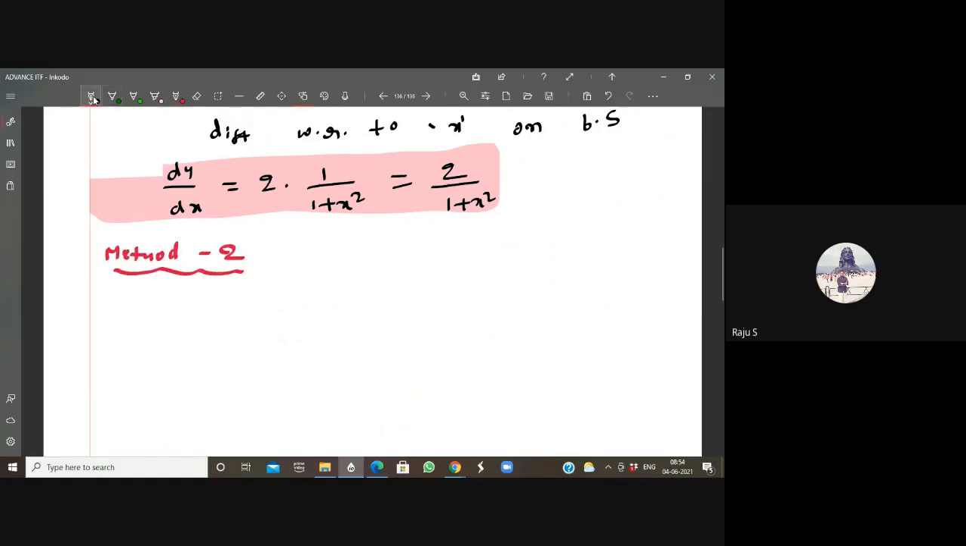Method 2 we will do next class. Okay, actually I'll give some ideas. Sine y can be written as 2x by 1 plus x square. Now we can differentiate on both sides. The derivative of sine y is clearly cos y dy by dx. This is method 2. On the right side you can apply the u by v formula. Whichever method you feel convenient, you can use in the exam, right?